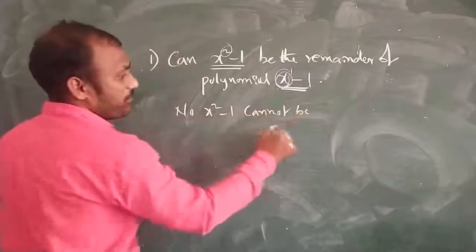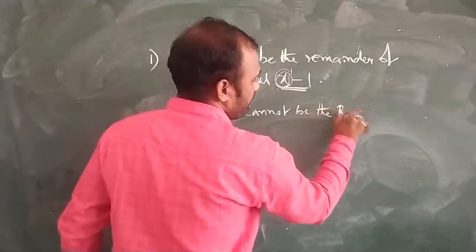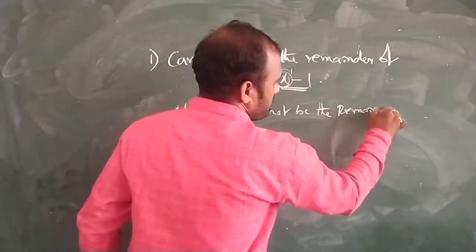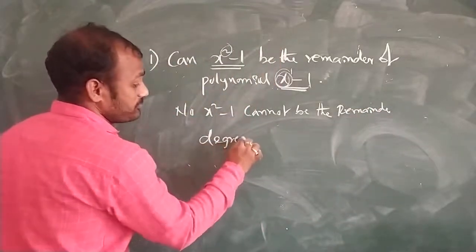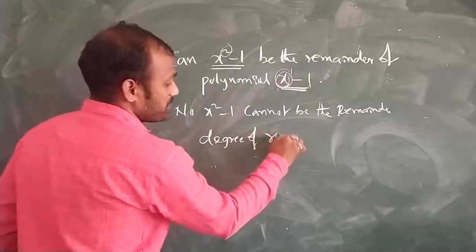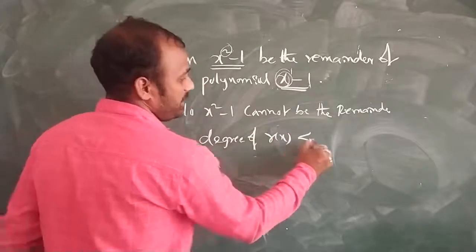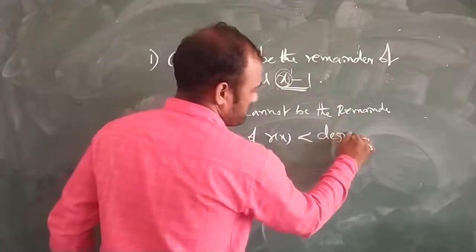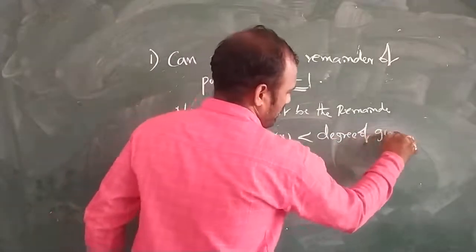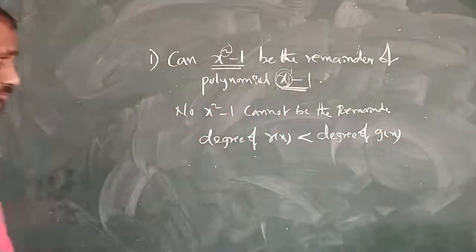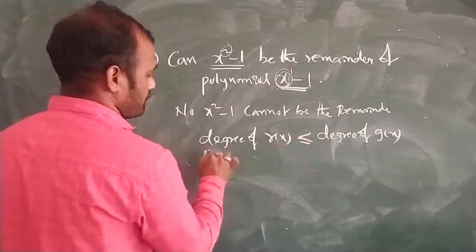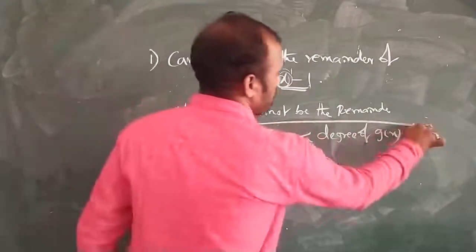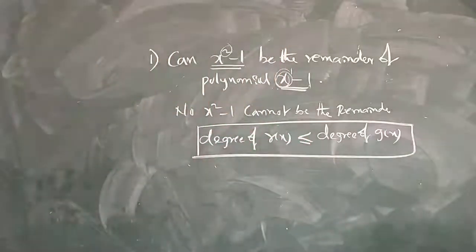So what is the condition for the remainder here? The degree of R of x must always be less than the degree of g of x. So this is very important. This condition you have to write. Very important. Thank you all.